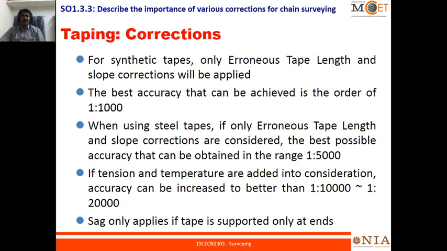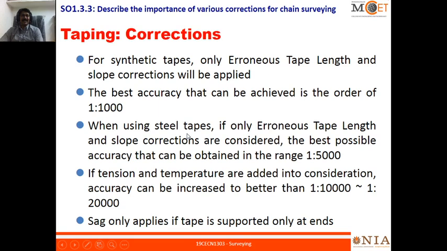If it is based on the tape, not the chain, the erroneous tape length and the slope correction will be applied. There the expansion or temperature impact is very small in the tape compared to the chain, right? And the pull also, there won't be. If we apply more pull, the tape will get torn. So the pull correction mostly won't be applied for the tape; it is applicable for the chain only. So only two corrections are taken care of for the synthetic tape. Here the accuracy we can achieve is 1:1000.